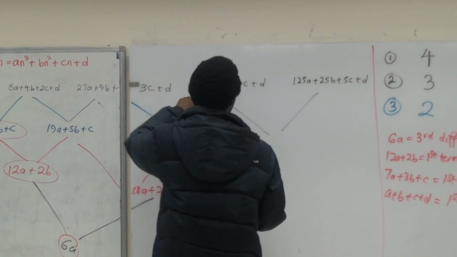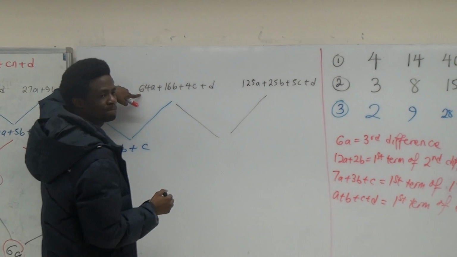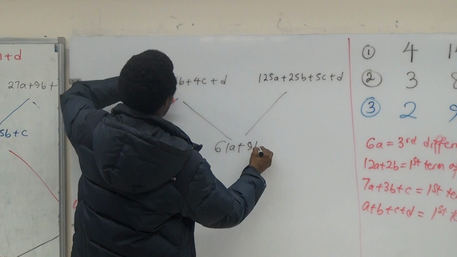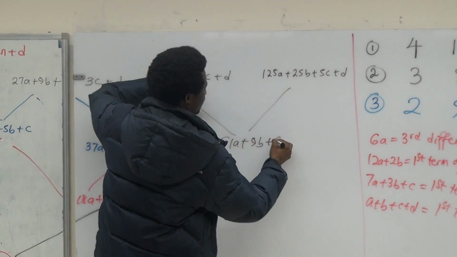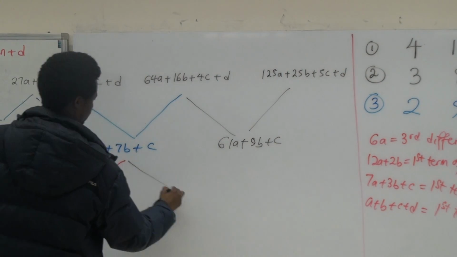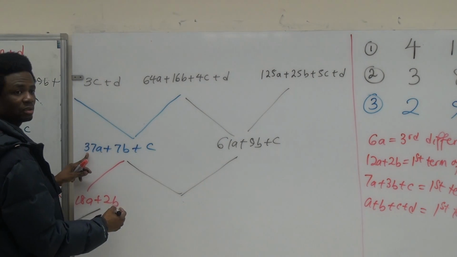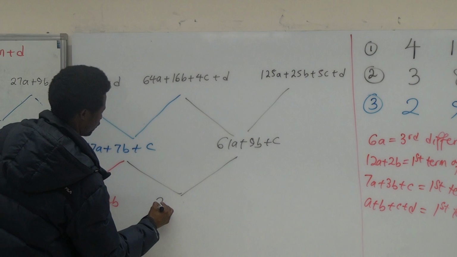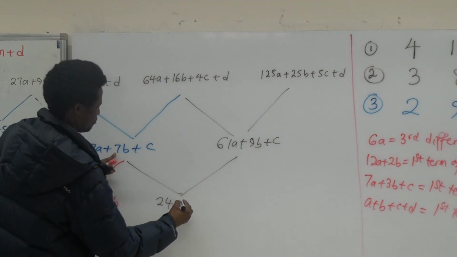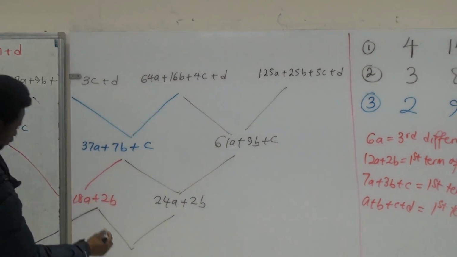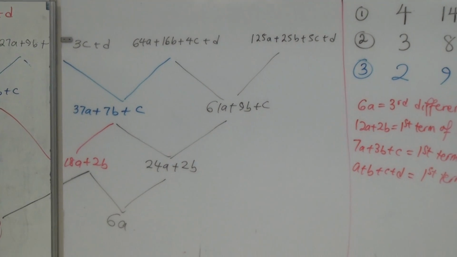And the difference here, what is that? 61A plus 9B plus C, right? And if you go this way, the next one, what is that? 24A plus 2B. And if you do this, 18 and 24, 6A. So you're right.